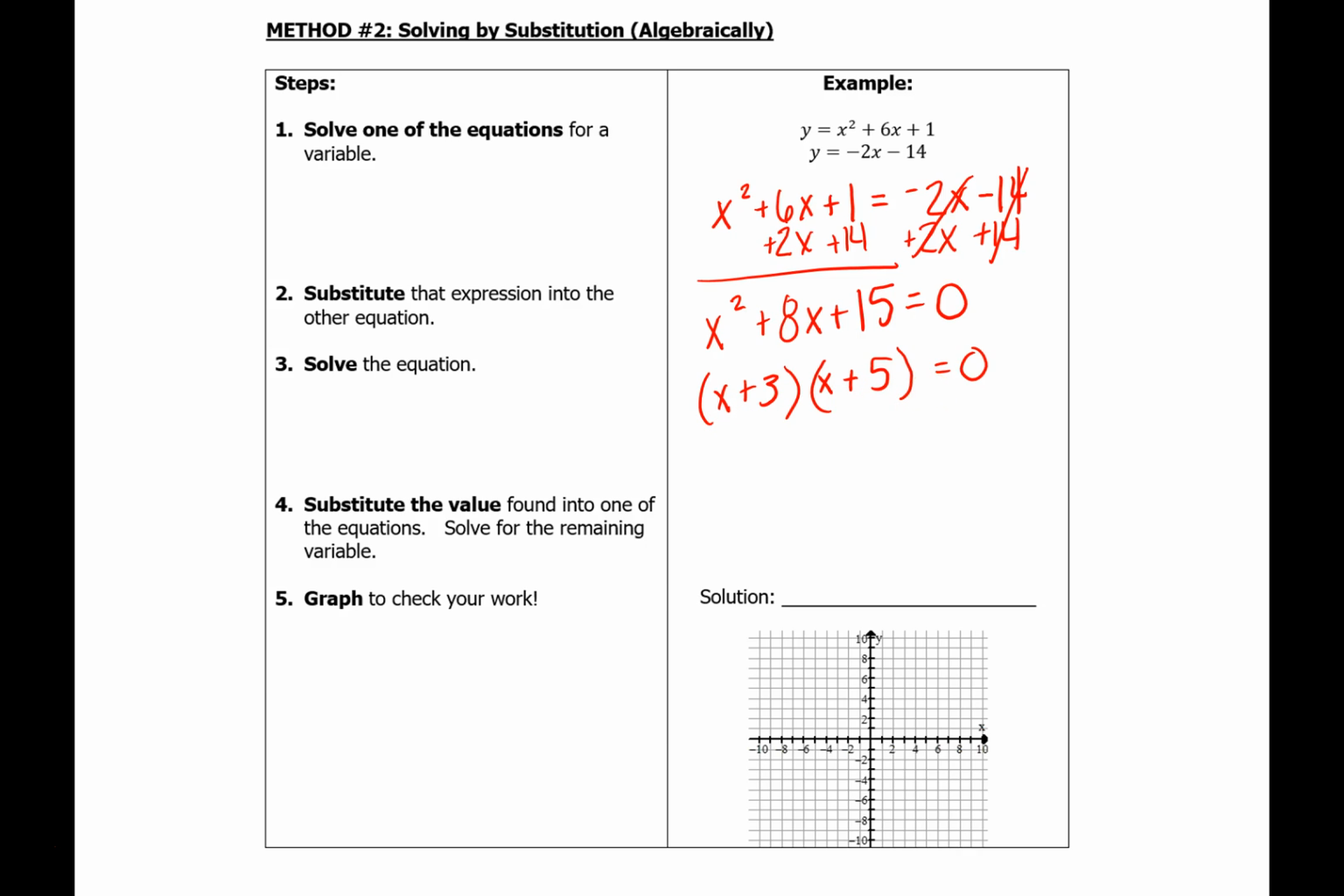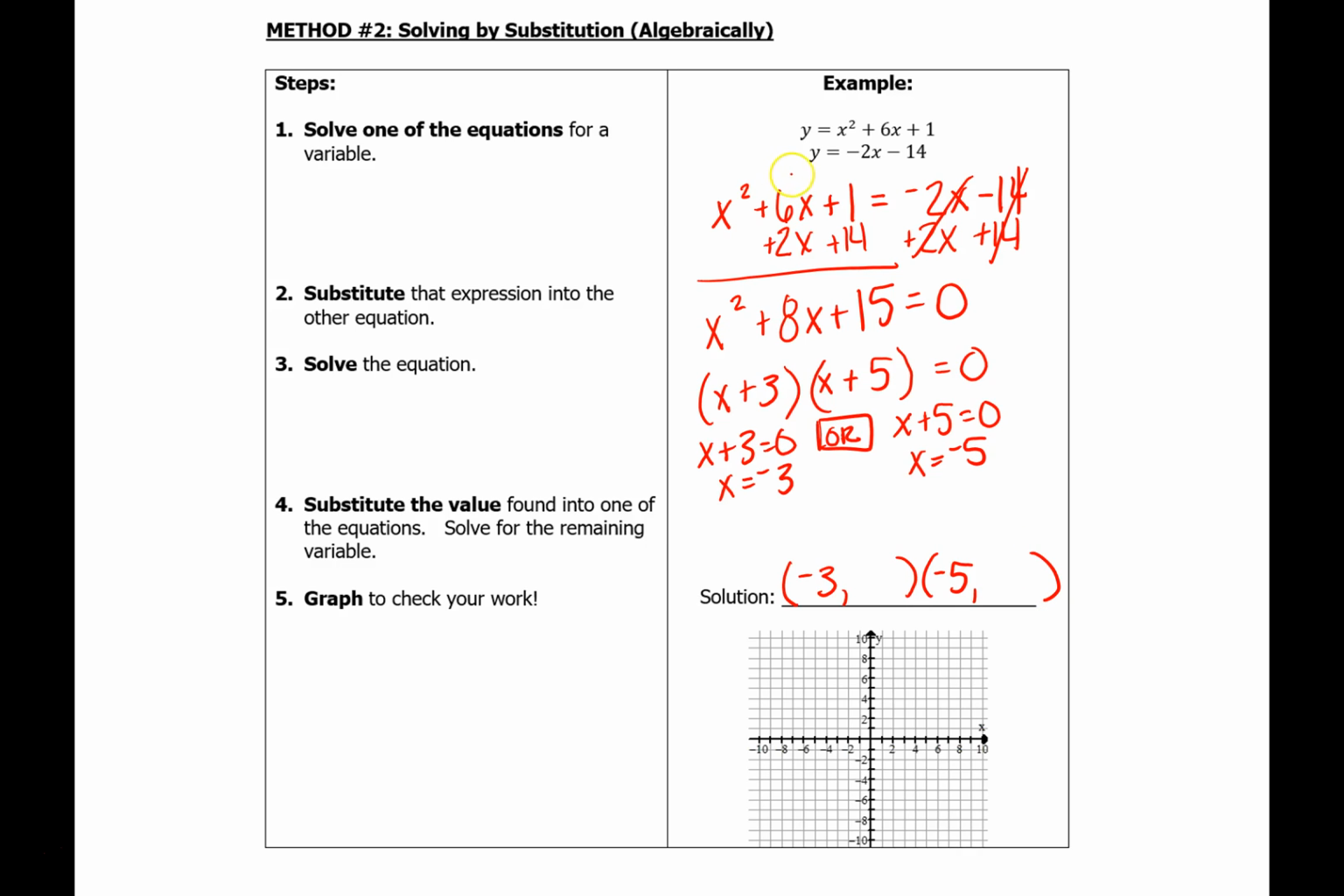Then I'm going to use my zero product property, so I'm going to say x plus 3 is equal to 0, or x plus 5 is equal to 0. And then when I solve each of those for x, I get x is negative 3, and x is equal to negative 5. Now, in order to get my final solutions, I need to substitute the value into one of the equations to get the other variable, the rest of my ordered pair. I know that one of my solutions is going to have the negative 3 where the x is, the other is going to have the negative 5, but I need to finish my ordered pairs.